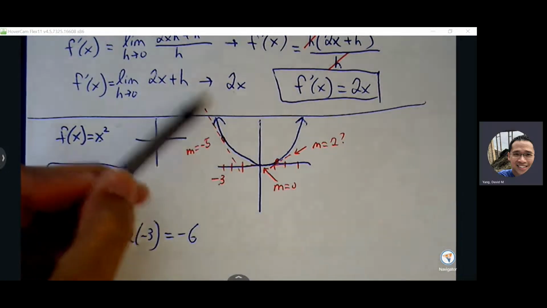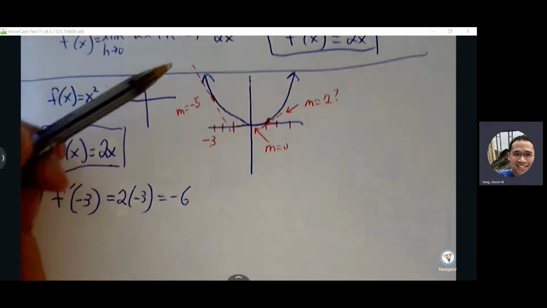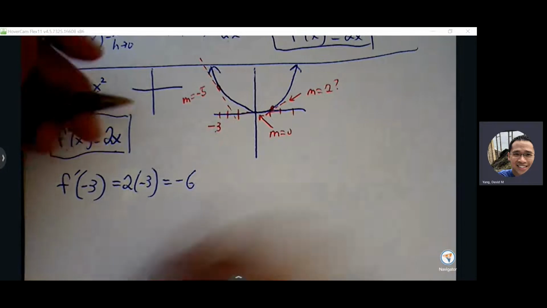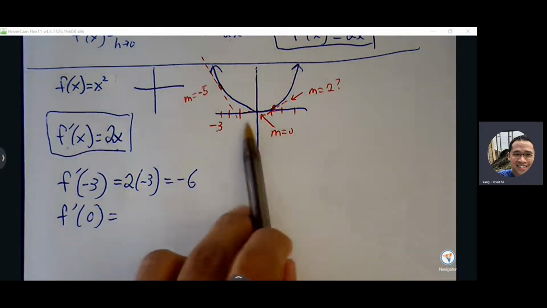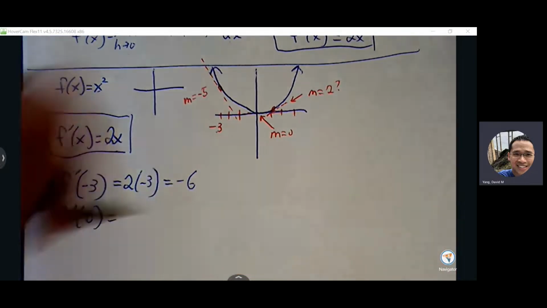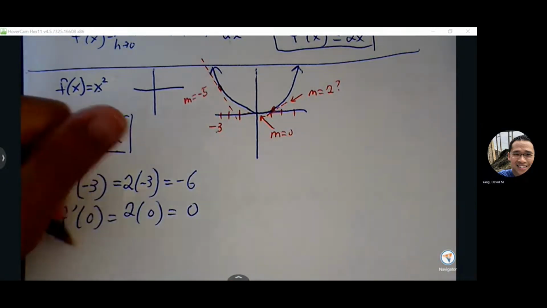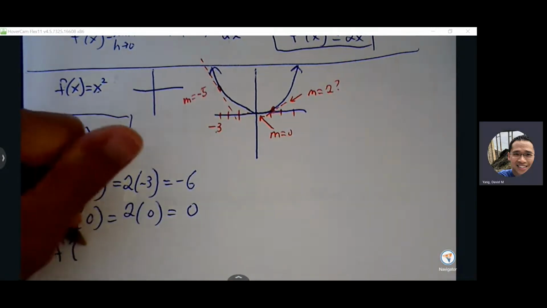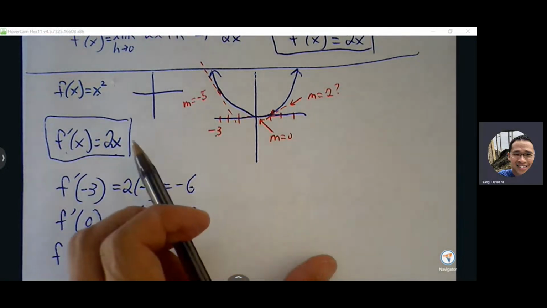Negative 6, right? And that makes sense because our approximation was negative 5 or some negative value. Okay. All right, let's test this point here. F prime of 0. If I want to figure out the exact steepness of this point on this curve, I enter 0 in for x, what do I get? 0. Okay, just like what we suspected. And then let's do f prime of 1. What do I get from f prime of 1?